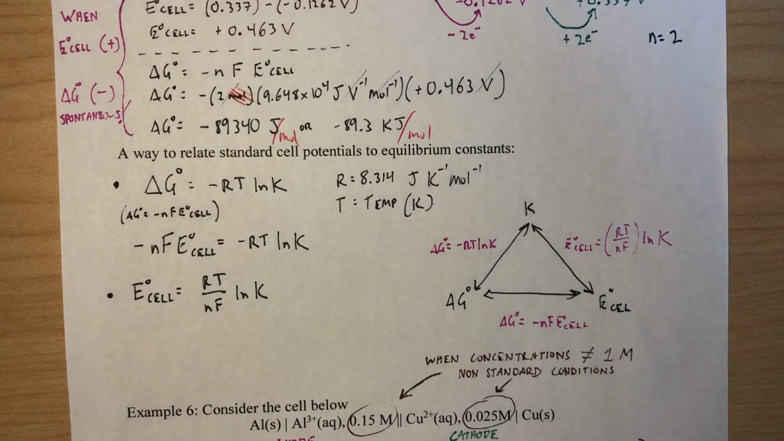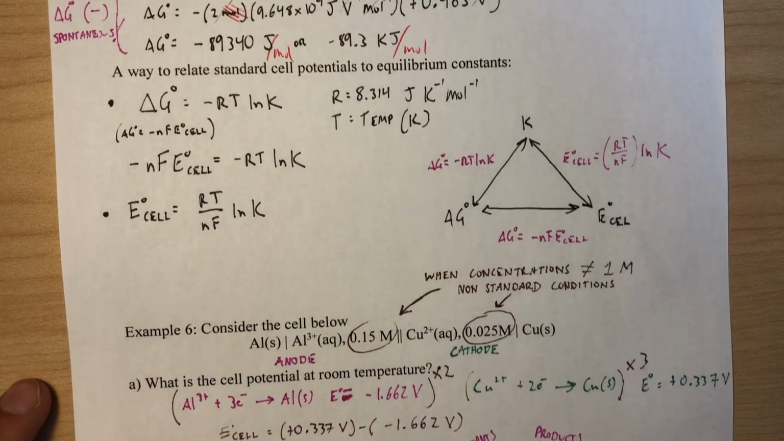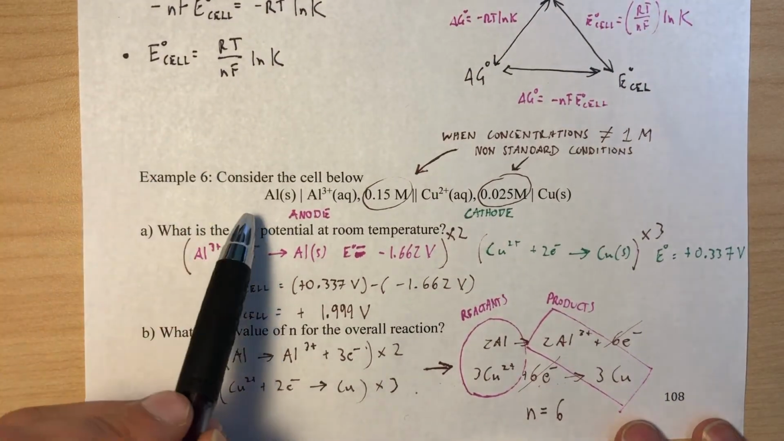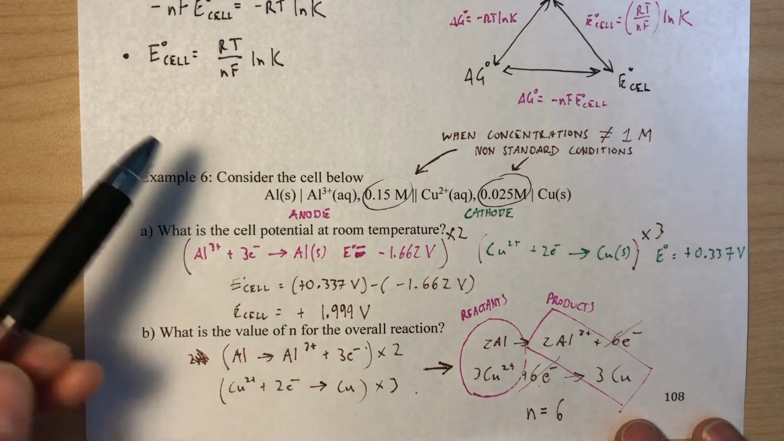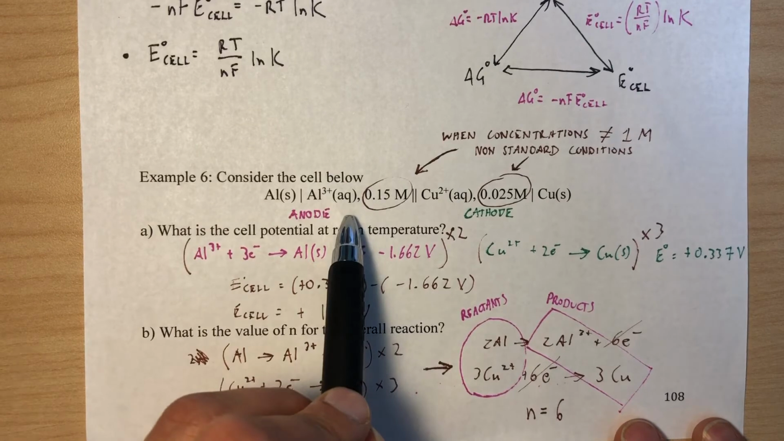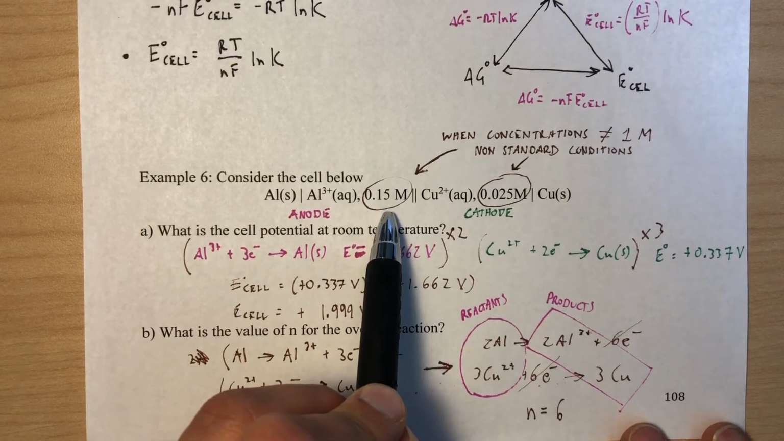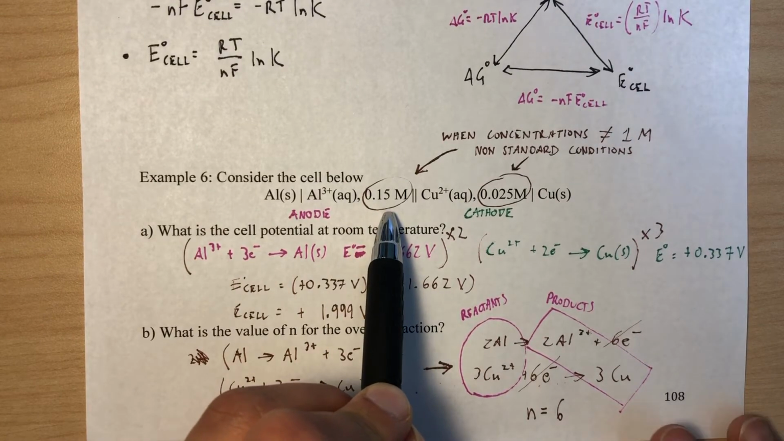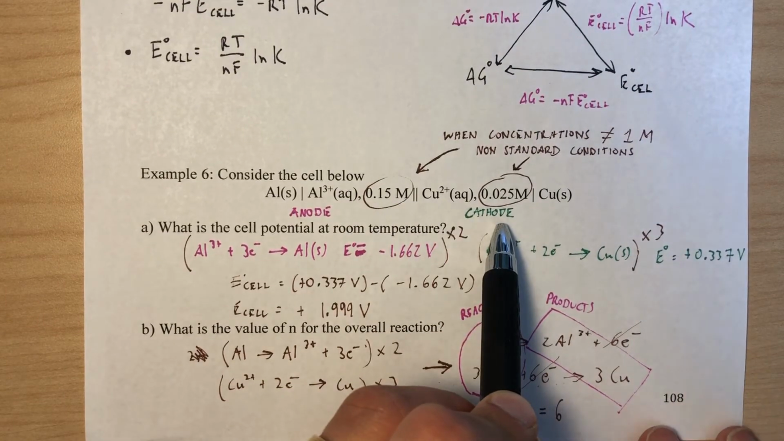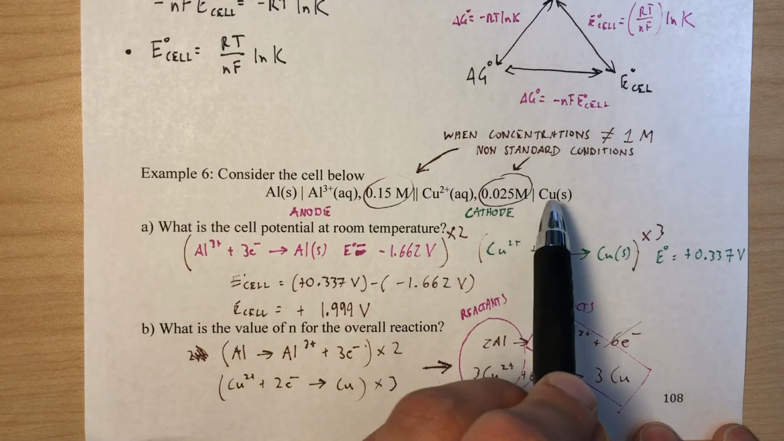Let's move on and take another example where we have a standard cell notation, which indicates a galvanic cell of aluminum solid getting oxidized to aluminum 3+, which is in solution with a concentration equal to 0.15 molar. And then we have copper 2+ in solution with a concentration of 0.025 molar being reduced to copper solid.